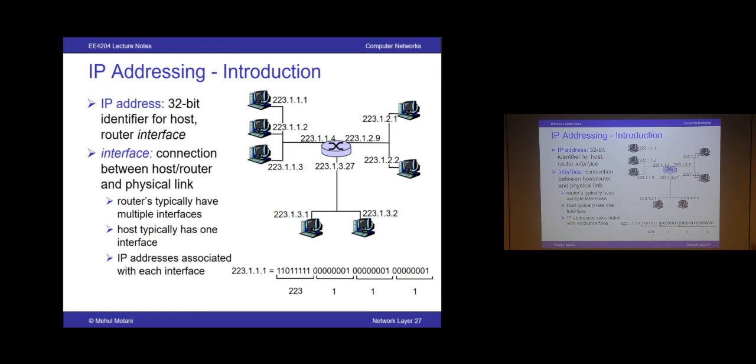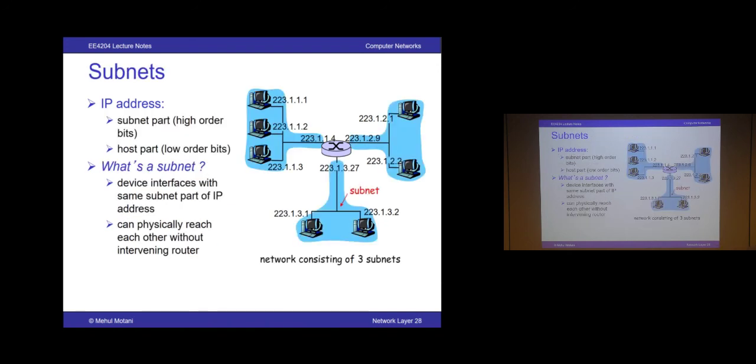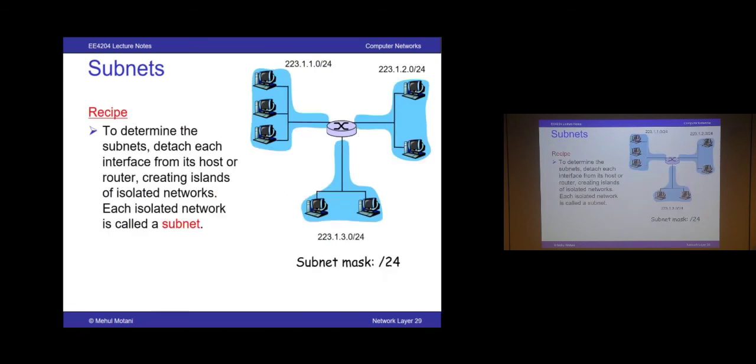You see, for example, at the bottom, they're all 223.1.3, so the first 24 bits are the same. That's the network part. Then you have .1, .2, .27. That's the host part. So IP addresses are like this. I already said that the way you define a subnet is by a network interface. So every network interface defines a new subnet. In this case, I have 3 subnets.